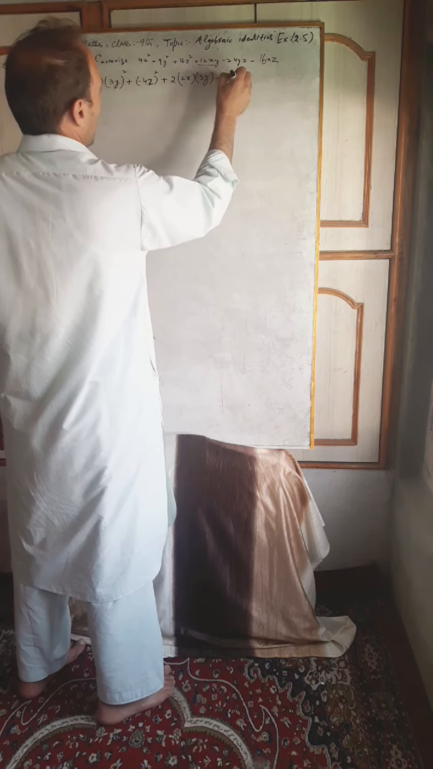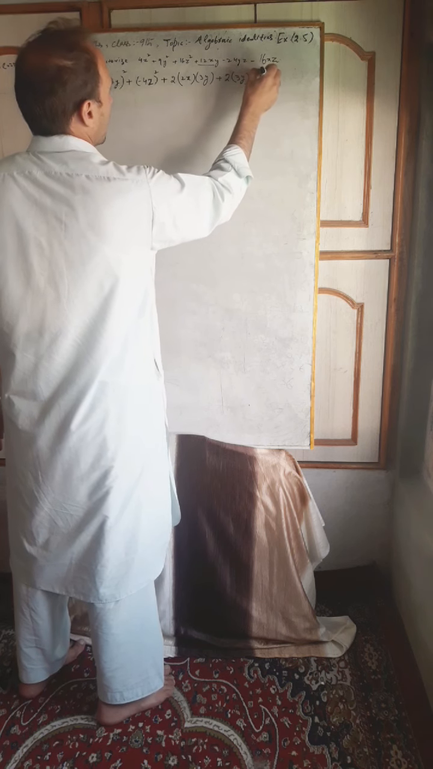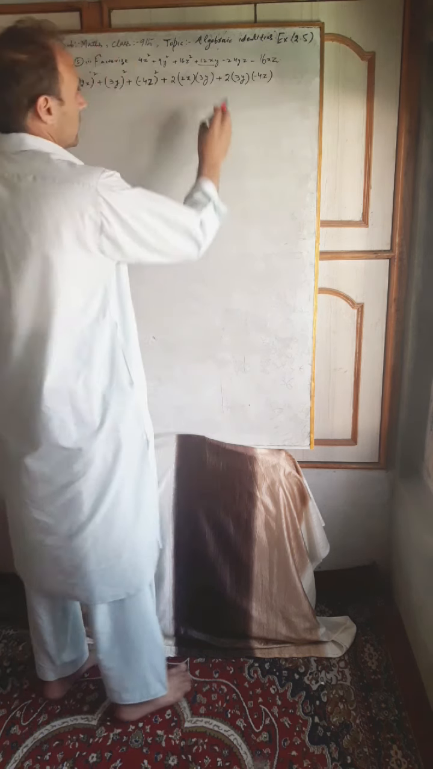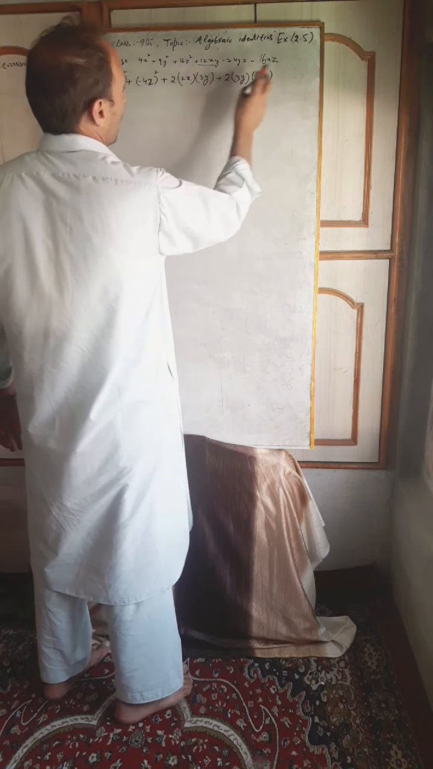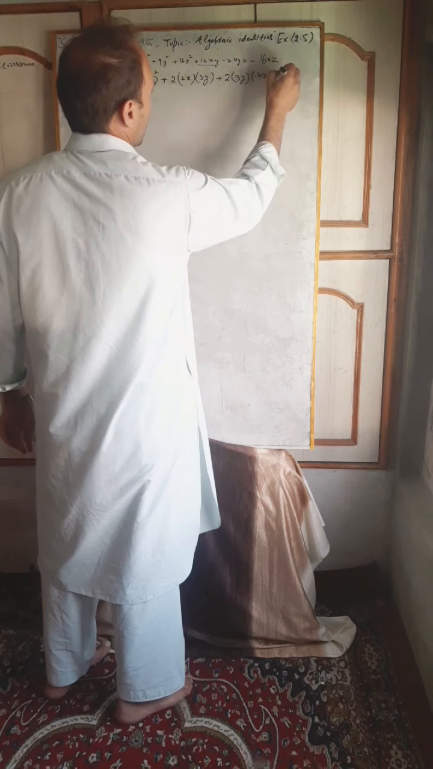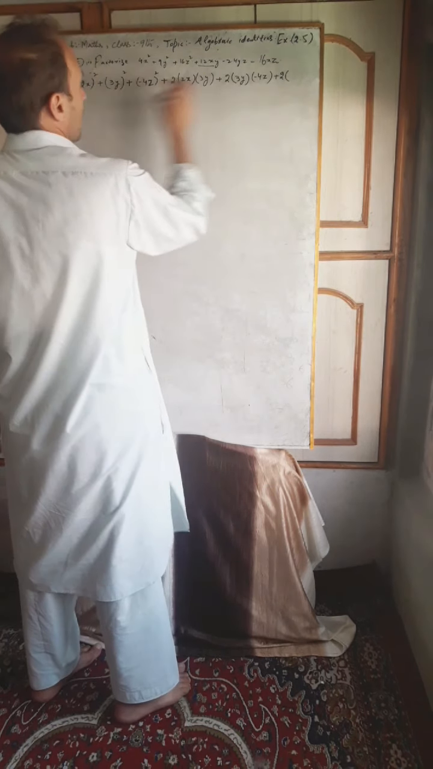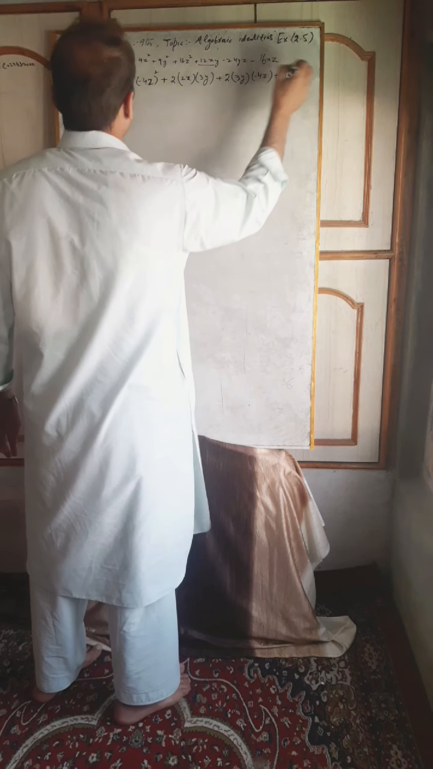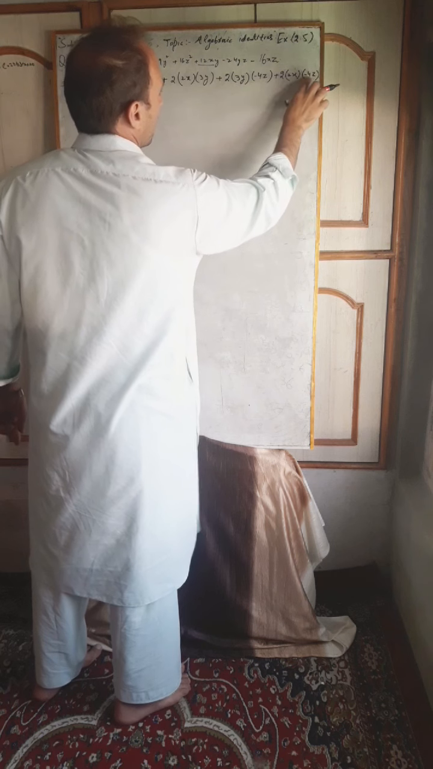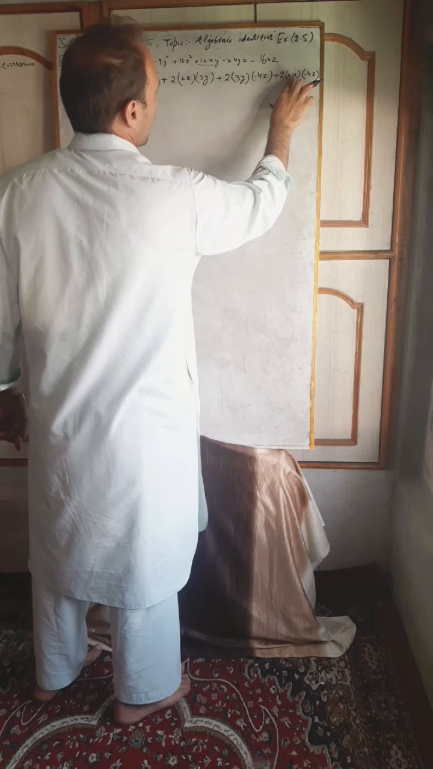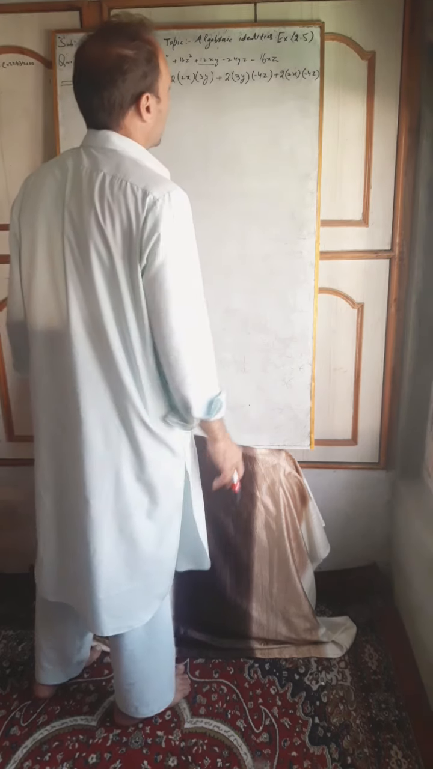plus 2 into 3y into minus 4z, because 2 threes are 6, 6 fours are minus 24yz, plus 2 into 2x into minus 4z, because minus 4 into 2 is minus 8 and minus 8 into 2 is minus 16xz.